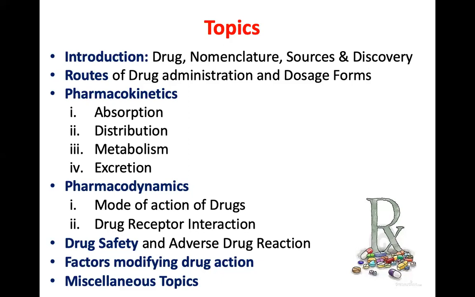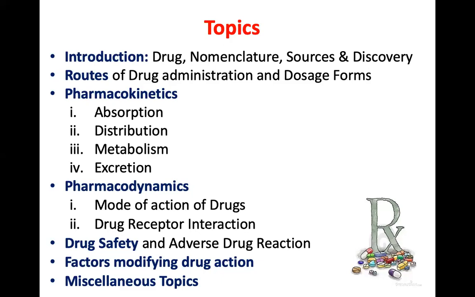Then it gets distributed in the body. So that phase is the distribution phase. And after the drug has produced its effect, the drug gets metabolized. After metabolism, the drug will be excreted out from the body. Otherwise, the effect of the drug will continue to come. So these are the steps that the body is going to do with the drug. That is pharmacokinetics.